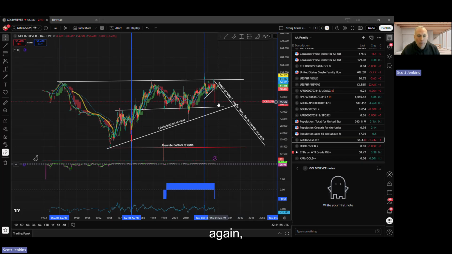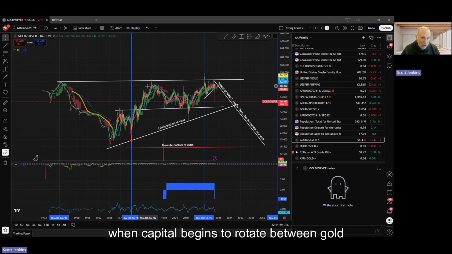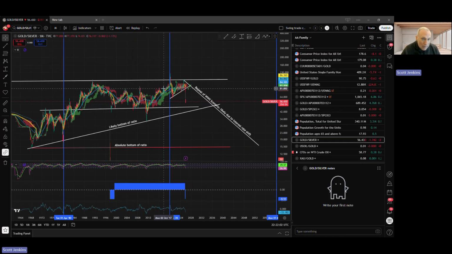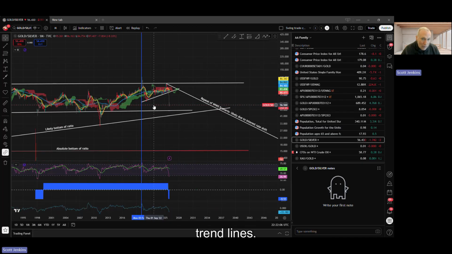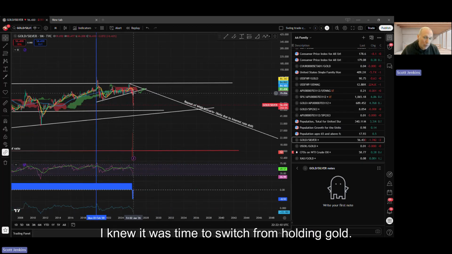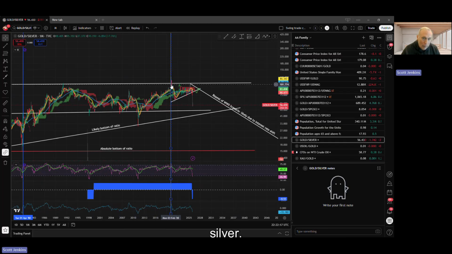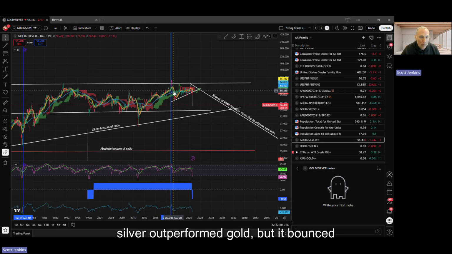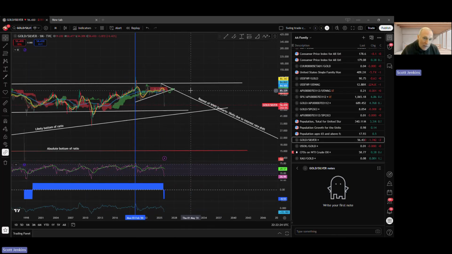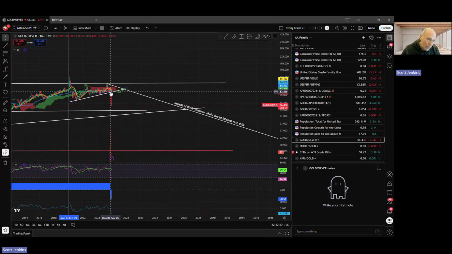So again, when capital begins to rotate between gold and silver, you can see it, all right? Learn technical analysis, draw these trend lines. I knew it was time to switch from holding gold. Okay, this chart told me from right here in 2011, gold was beating silver. Okay, we had a little bit of a period where silver outperformed gold, but it bounced around in a range until it broke below some defined resistance. I didn't know for sure capital had rotated.